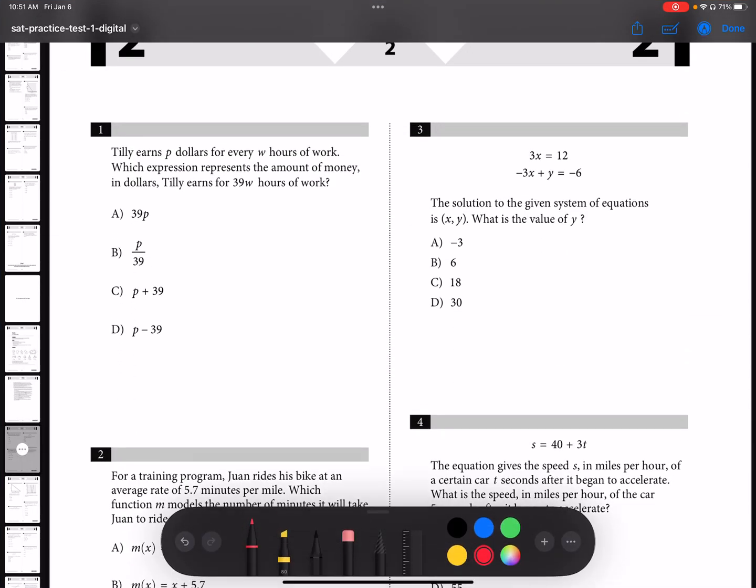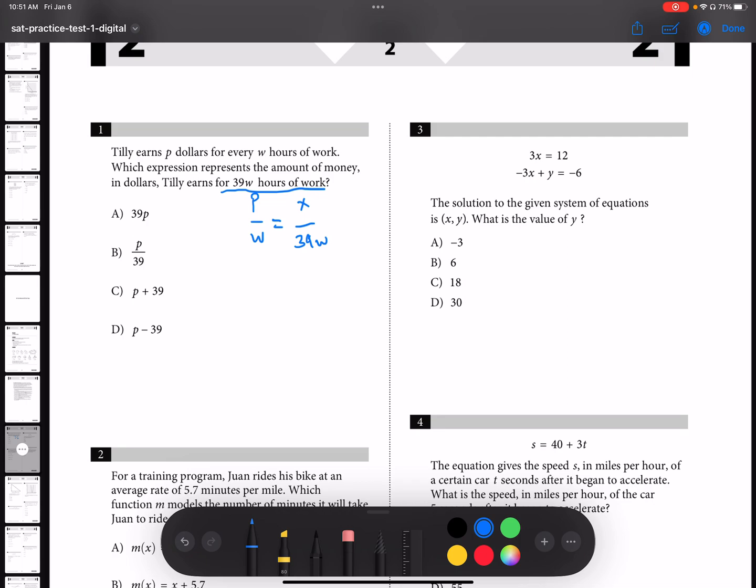Number 1. Tilly earns P dollars for every W hours of work. Which expression represents the amount of money in dollars Tilly earns 39 W hours a week? So here I know that this is a proportional relationship showing that P dollars for every W hours. That we don't know yet, and that means that for every X hours is 39W, as it says over here.